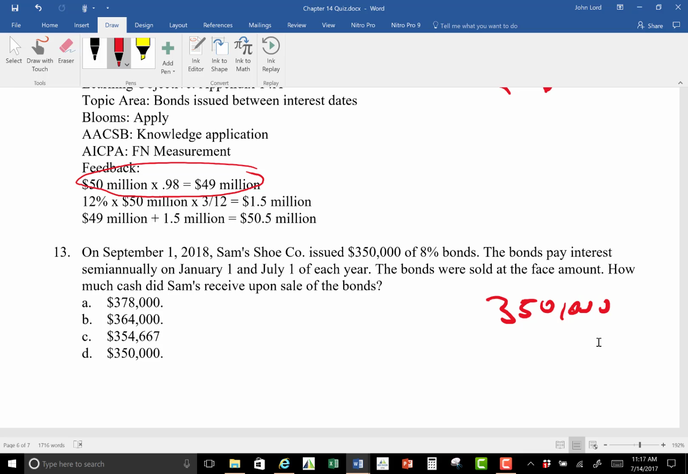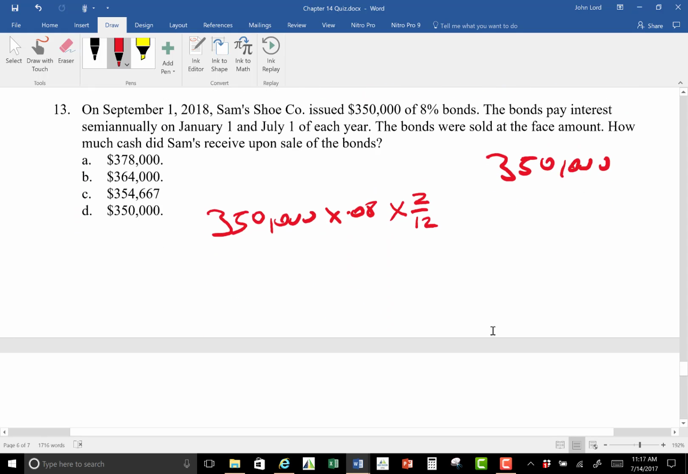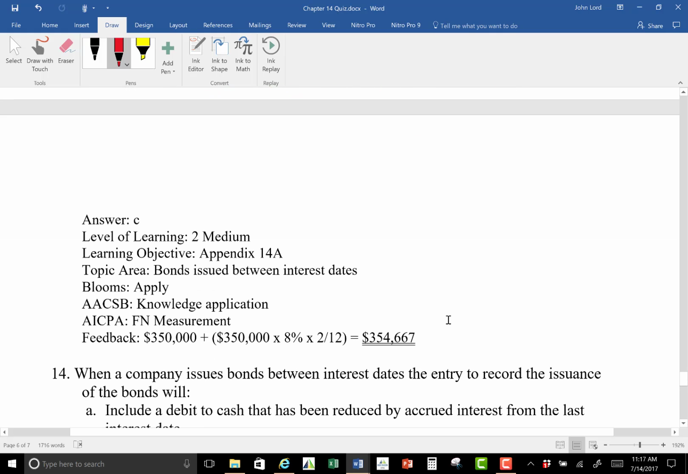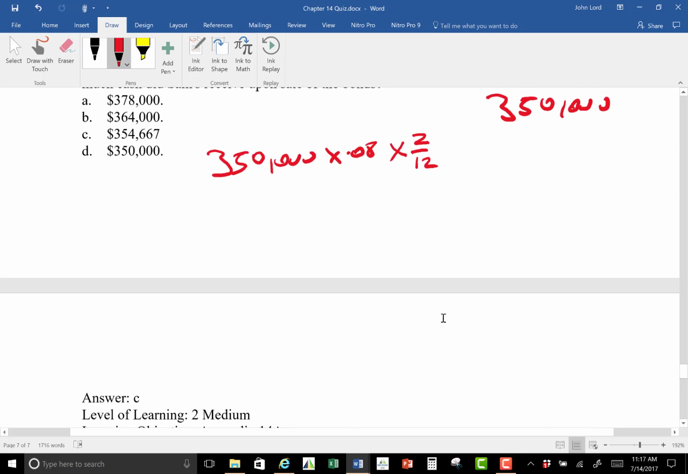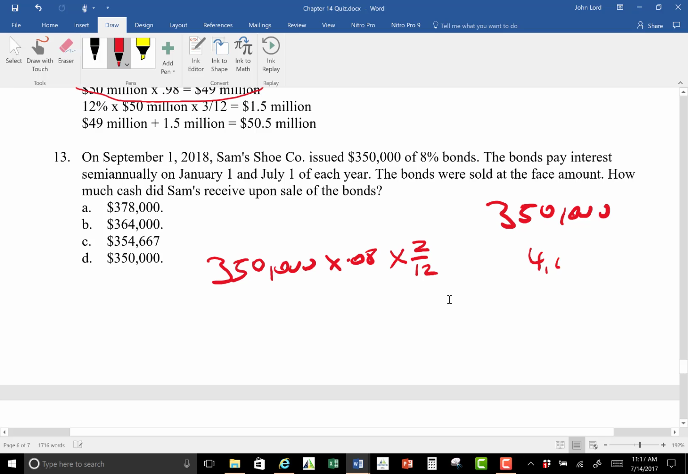Okay. So we go ahead and we're going to take the 350,000 times 0.08. That gives me, no, I don't care what it gives me, because I still have to do what? Times 2/12. Okay. Let's just check the math down here to give it to us. I hate that they never show the number. What's the number? 4,667. Okay.